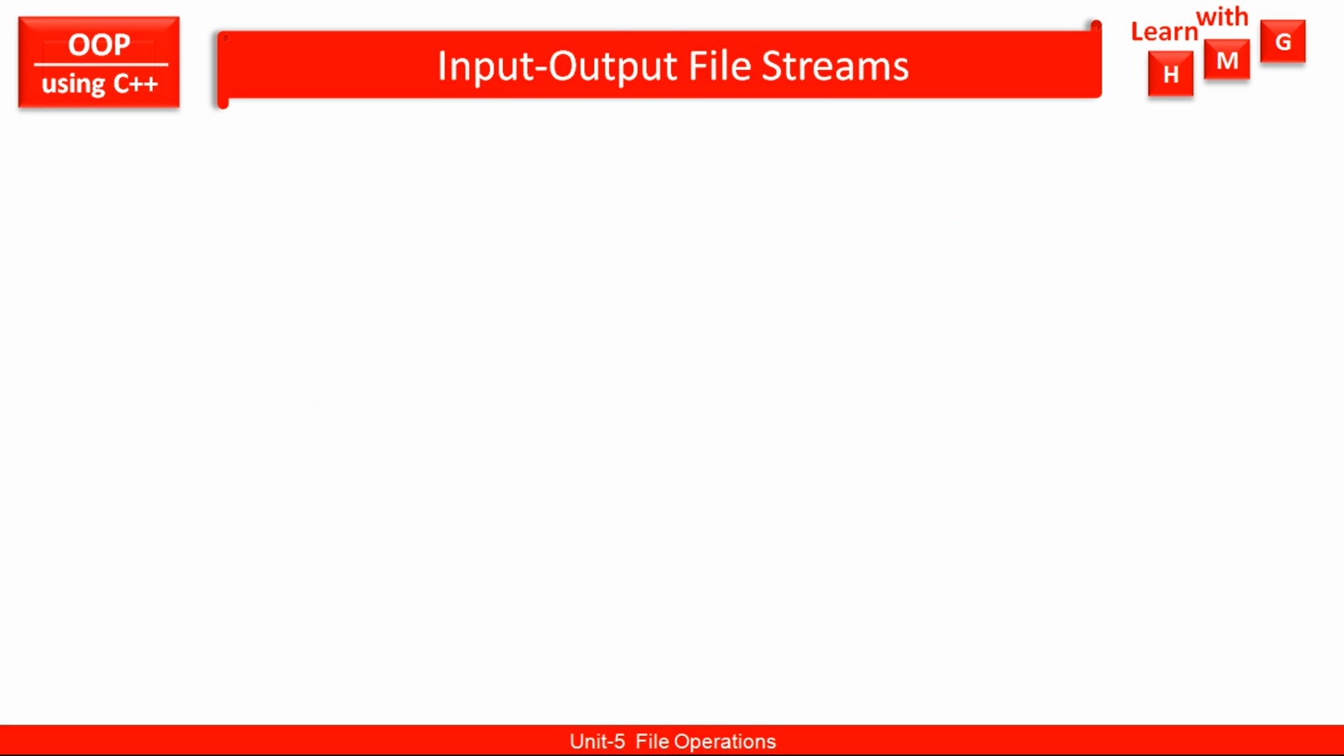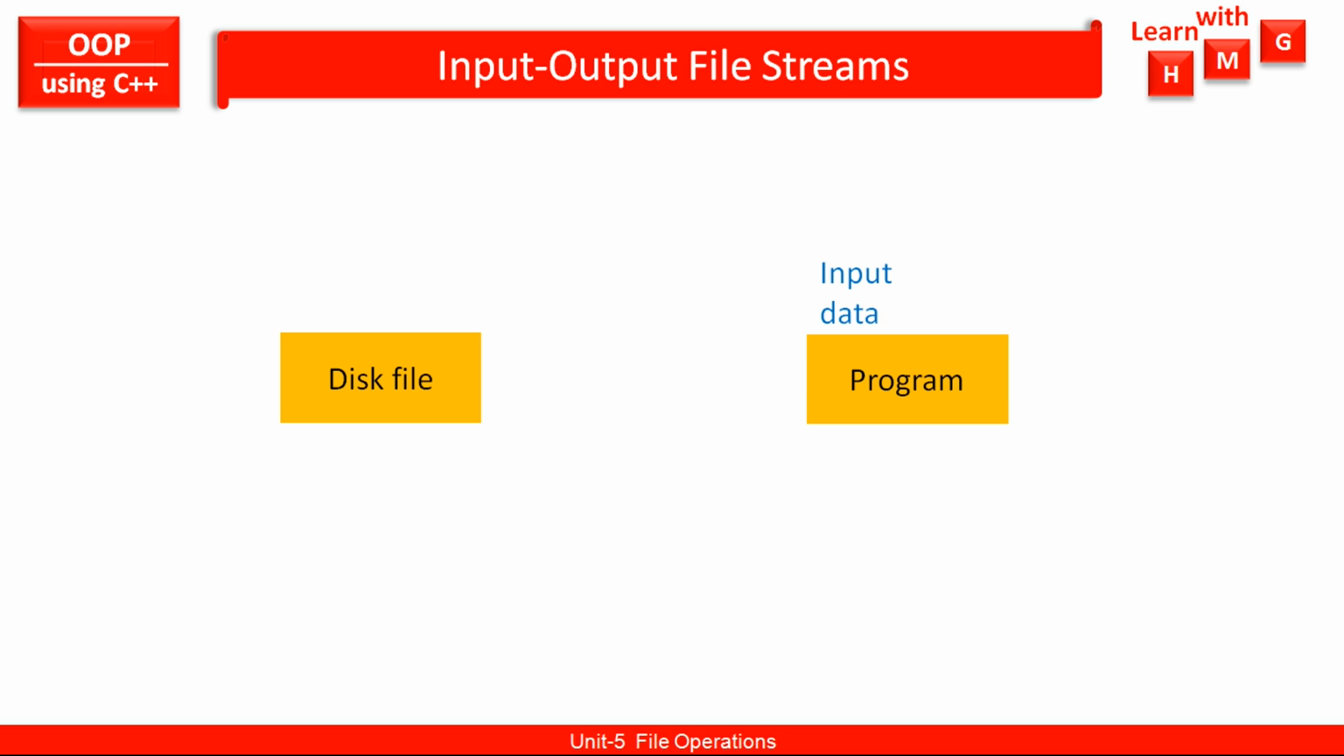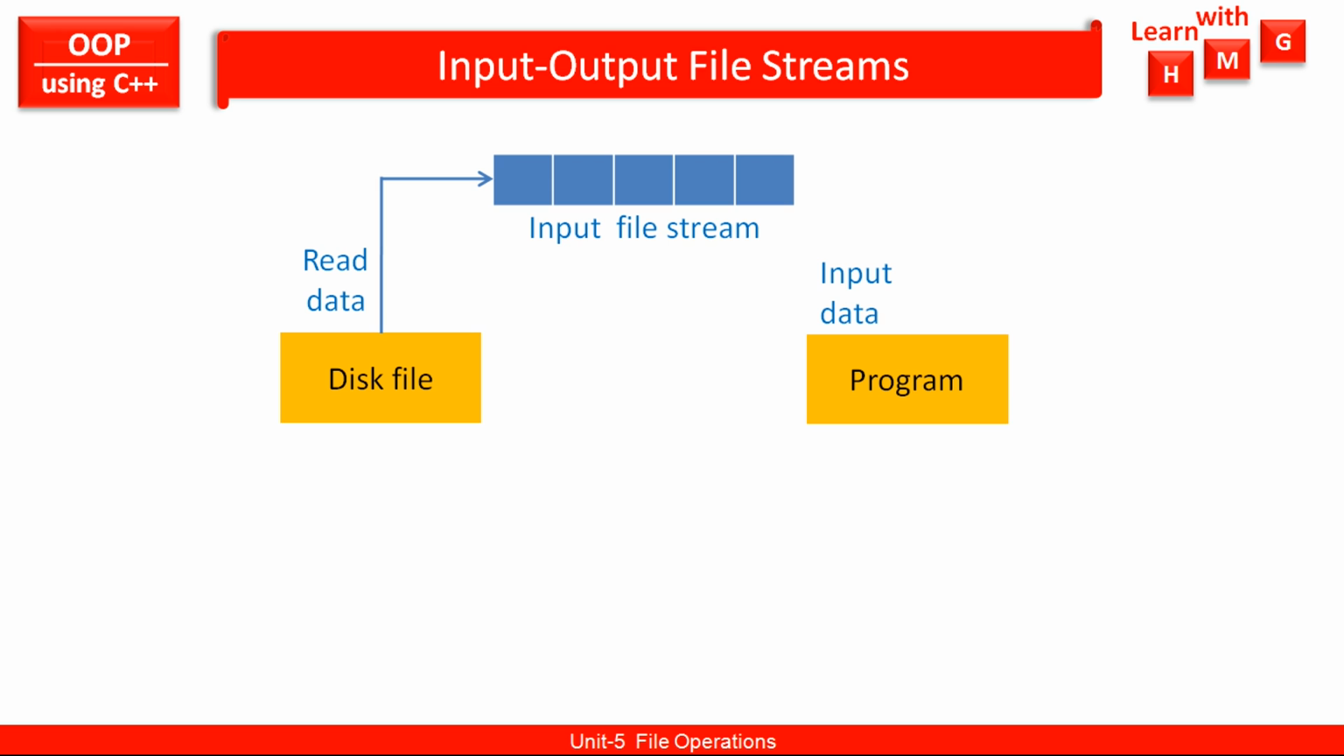Let us see the function of input-output file streams. This is a C++ program. This program requires input data, and this input data is available on a disk file. The data is read from this disk file and given to the input file stream. From the input file stream, the data is given to the program. So you can see here the input file stream acts as an interface between the file and the program. The input file stream extracts or reads data from a disk file. This left arrow indicates that the data is read or extracted from the disk file to the input file stream, and from the input file stream it is provided to the program as input data.